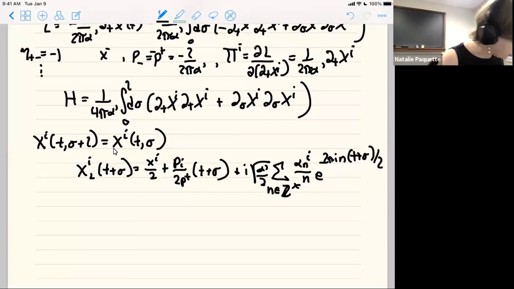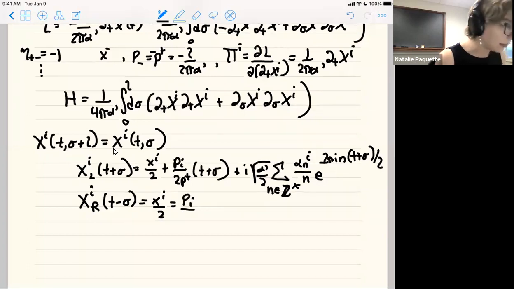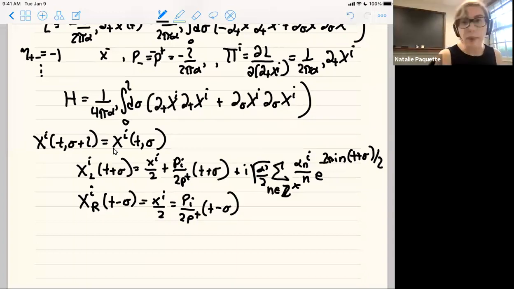But we have our familiar and beloved mode expansions for the scalar fields. And it includes the first two terms, which are the center of mass position and momentum terms, which are equal to one another by this periodicity constraint on the closed string.